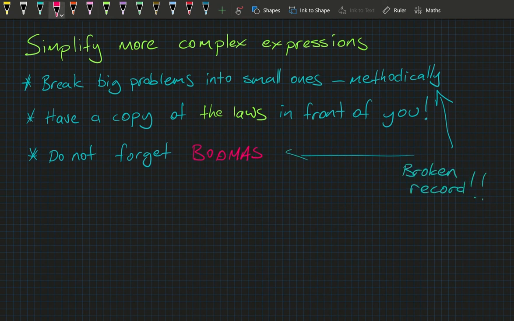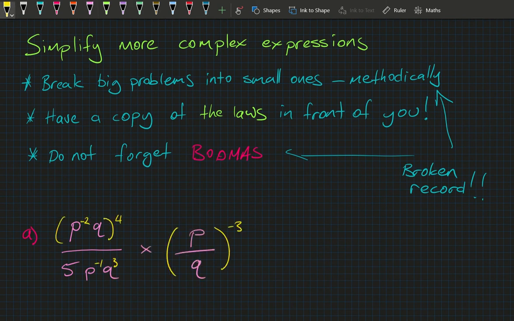Okay, the expression in part a is, and let me take a breath, p to the minus 2 times q, all raised to the power of 4, divided by 5 times p to the minus 1 times q to the 3, multiplied by p to the minus 2 divided by q cubed, all raised to the power of negative 3.